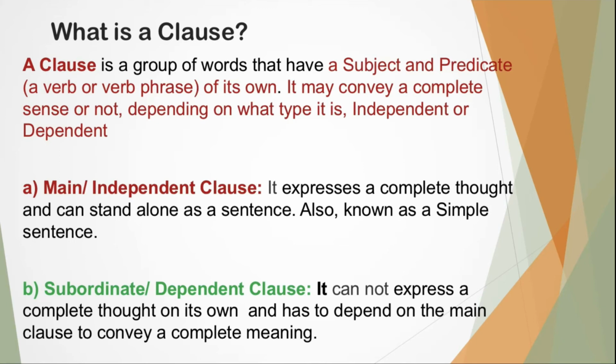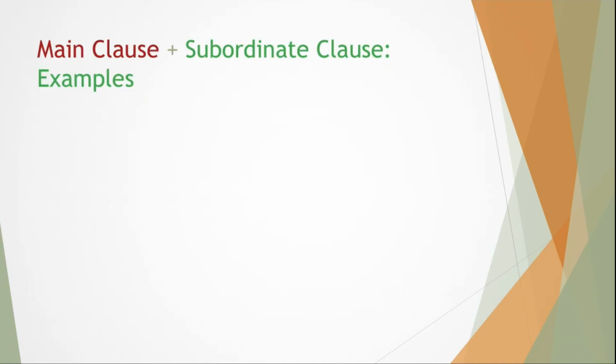If you apply your brains, you would know from the very word independent clause that it is something that expresses a complete thought on its own and can stand alone as a sentence. Okay? Main or independent clause is also called a simple sentence. Whereas subordinate clause, it cannot express a complete thought on its own and has to depend on the main clause to convey a complete meaning. All right, let's understand this with the help of examples.